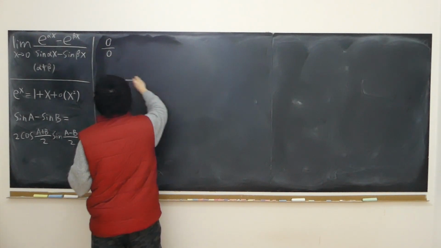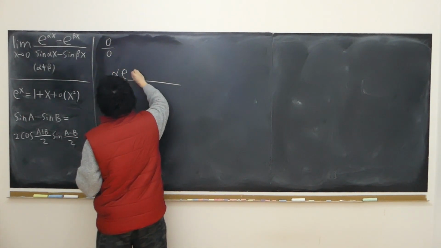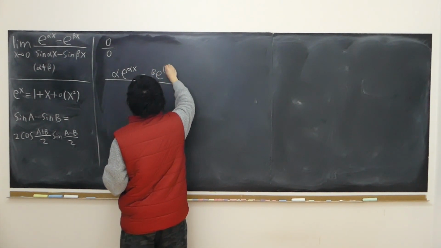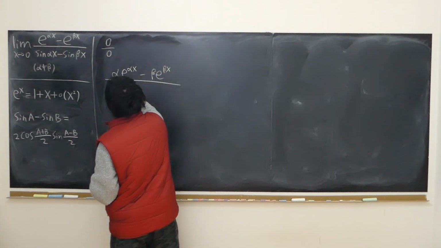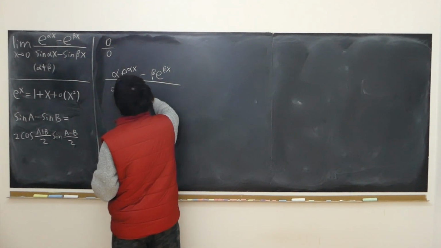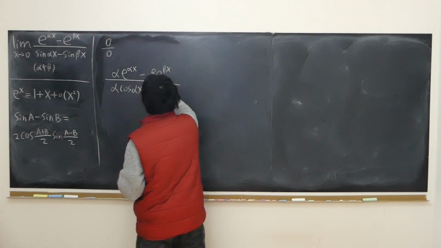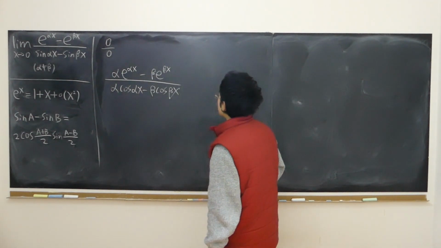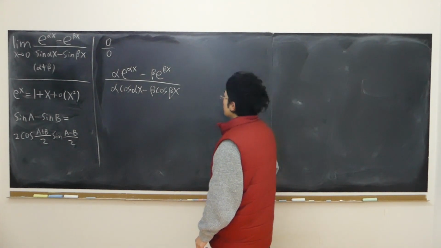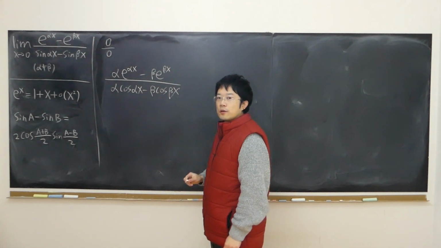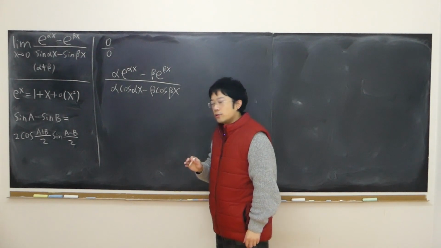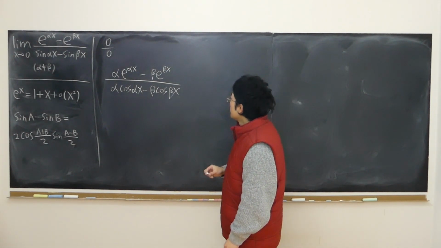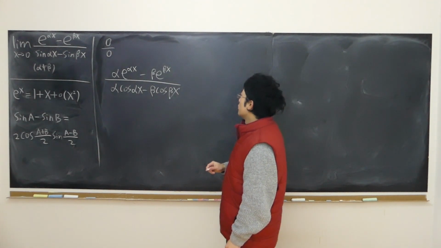So now I have alpha e to the alpha x minus beta e to the beta x over alpha cosine alpha x minus beta cosine beta x. Now let's check if it's still 0 over 0. If that's the case, we may have to reuse the L'Hopital rule, repetitively use it. As x approaches 0, what will happen now?